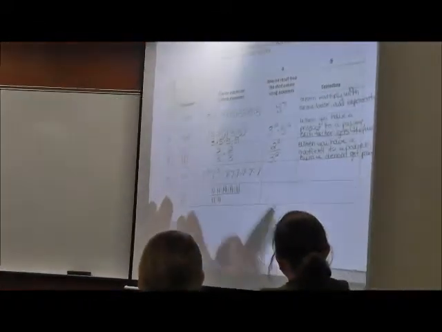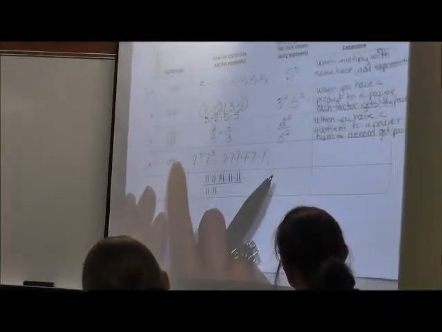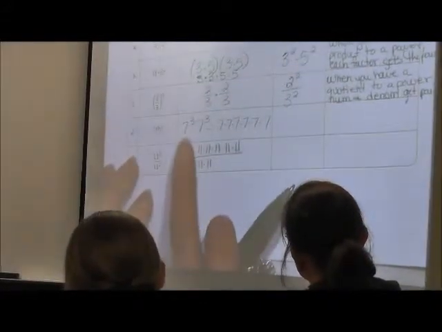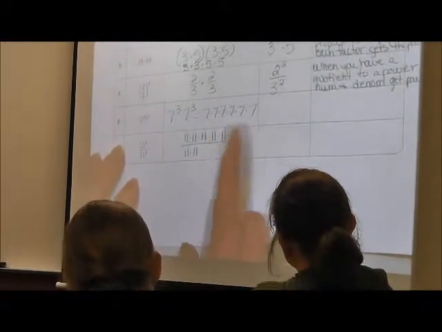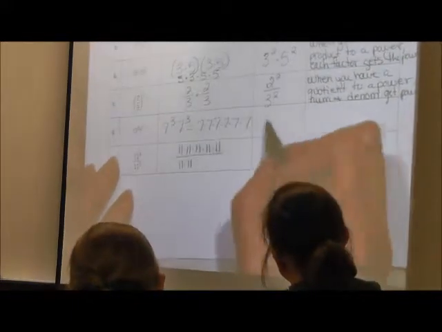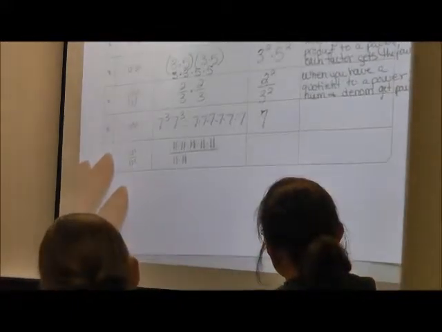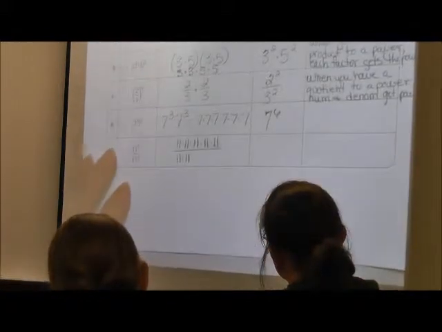Okay. On D, you've got 7 cubed squared. So the squaring means I'm doing 7 cubed times 7 cubed. And for each of those, I can write out 3 factors of 7. And when that's all said and done, I have how many factors of 7? 6. Multiply the exponents.